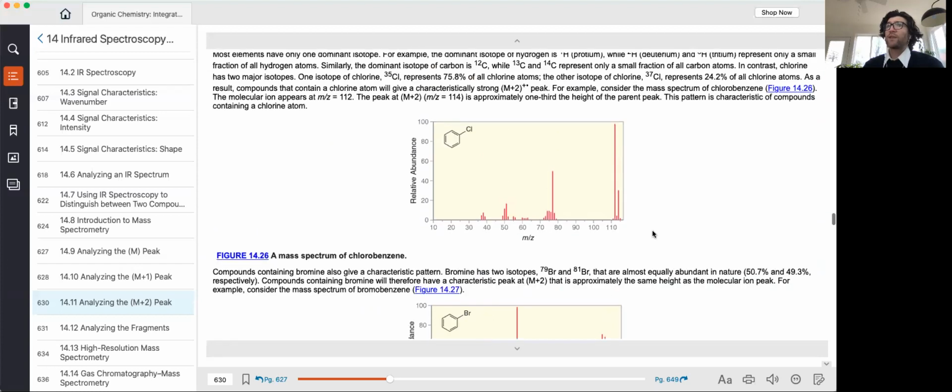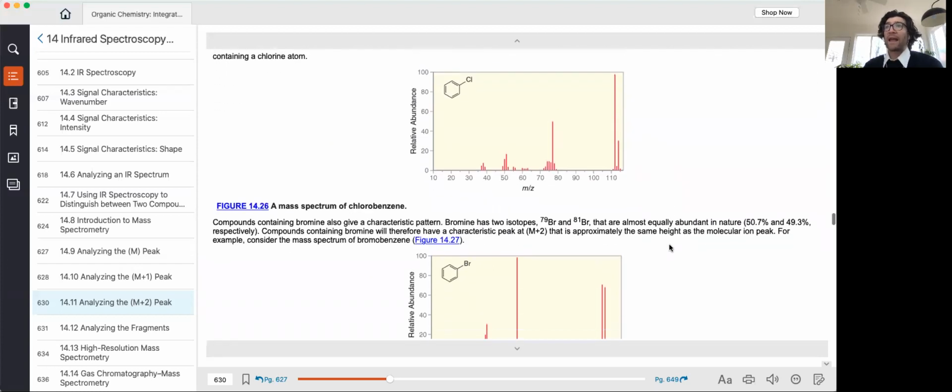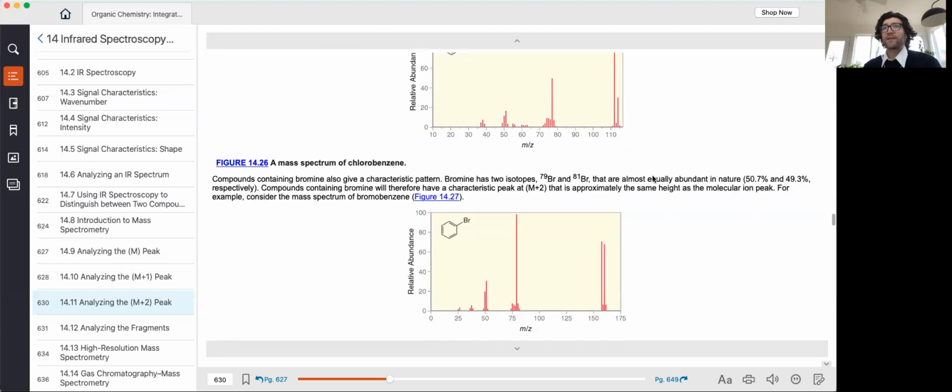And so using the M+1 and the M+2 peaks can give us a lot of information about what atoms make up a molecule, and that is just from the mass spectrum. This has been section 14.11.